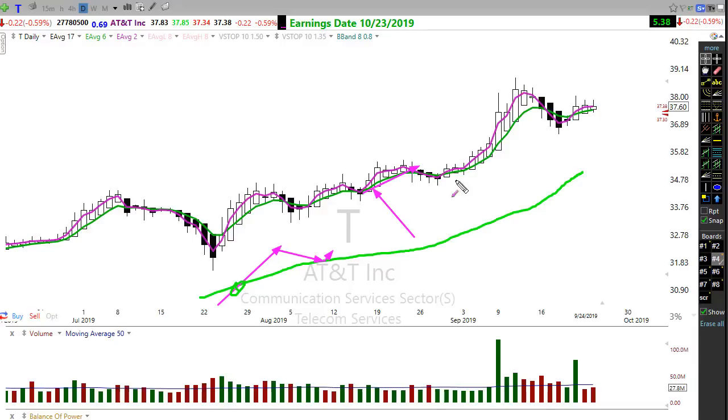And it follows the same right in here where we cross down and cross right back up. This would be the entry right here into that trade. We break through that resistance, and we have that nice follow through to the upside. Okay? It's the 2 and the 6. The 2 and the 6 exponential moving averages that make up that pattern.